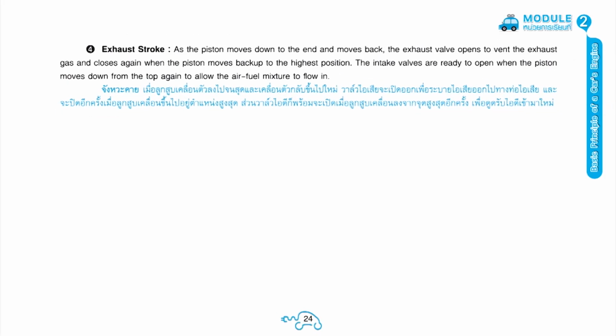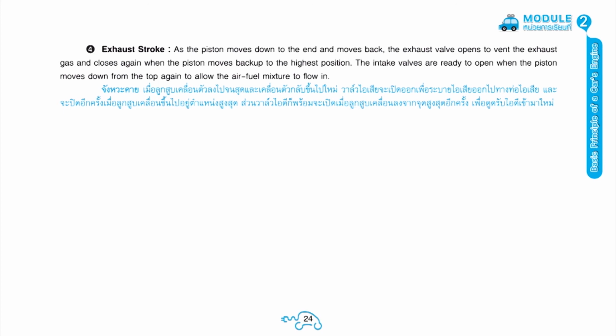4. Exhaust stroke. As the piston moves down to the end and moves back, the exhaust valve opens to vent the exhaust gas and closes again when the pistons move back up to the highest position. The intake valves are ready to open when the piston moves down from the top again to allow the air-fuel mixture to flow in.